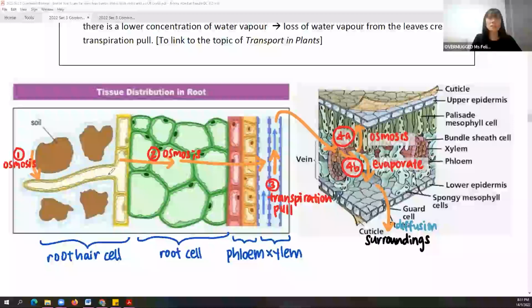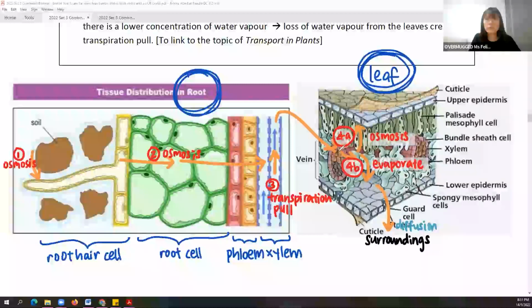Okay, so in this case, water will move from the root hair cell to the root cell to the xylem. Then it will go up by transpiration pull all the way to the leaf. So this part over here is the leaf. Okay, so this is the root. This part here is the leaf.